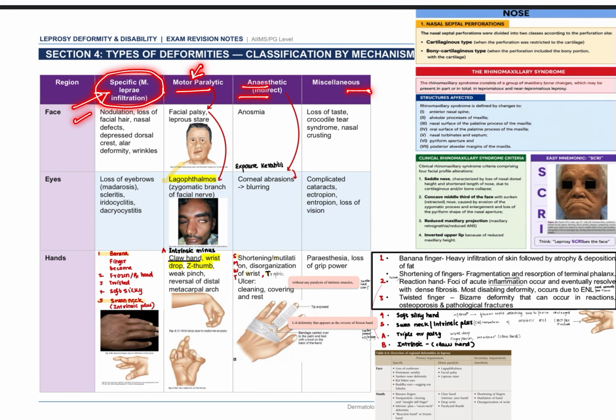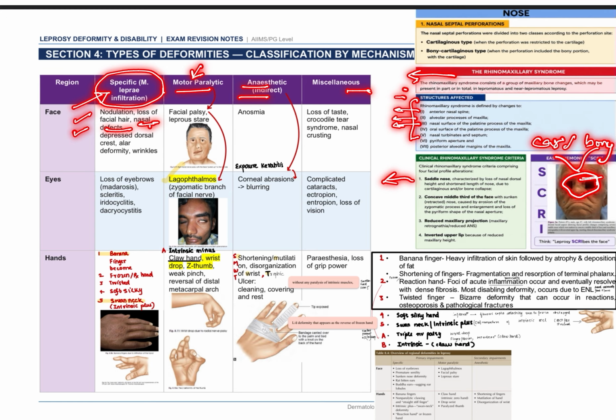Initially on the face there can be nodulation, loss of facial hair, and nasal defects. These nasal defects are defined as the rhinomaxillary syndrome or the facies leprosa, where the structures affected are the anterior nasal spine, alveolar process of maxilla, and nasal surface of palatine process of maxilla. When these are affected, it leads to saddle nose. Saddle nose can be due to the cartilaginous part being affected earlier, and then the bony part of the septum is affected later.